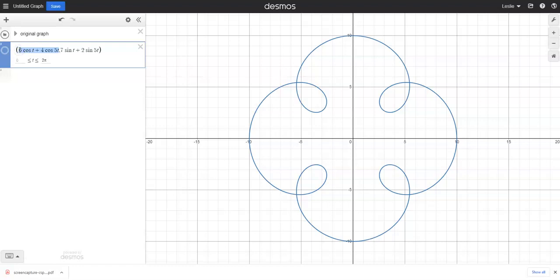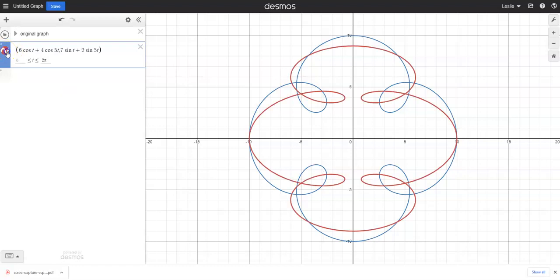in this form, because I'm in Desmos, I have to type it in as a coordinate pair, right? So my x coordinate is 6 cosine t plus 4 cosine 5t, and my y coordinate is 7 sine t plus 2 sine 5t. All right, so I've typed that in, and when I hit go, I get a red graph on top of my blue graph. Now clearly my red graph is not the same as my blue graph.